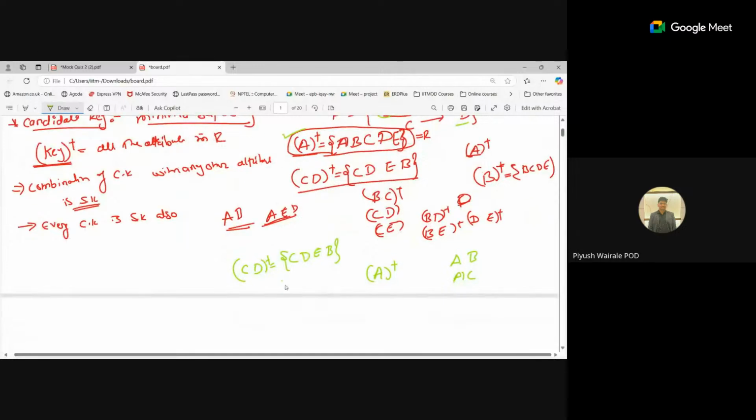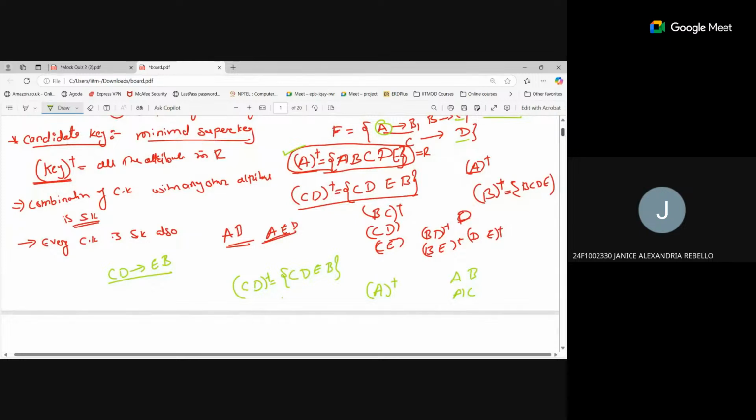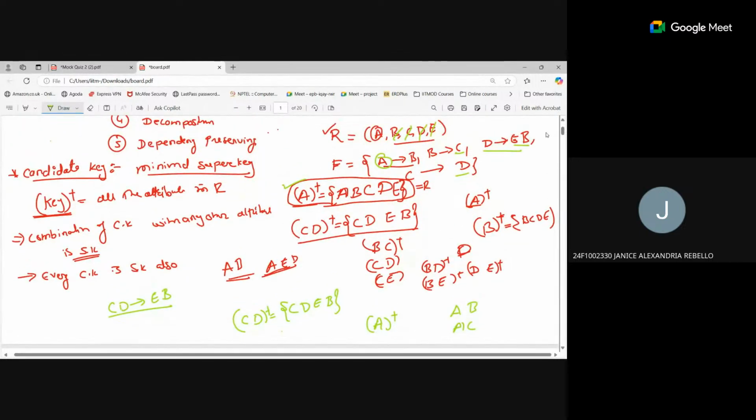So from this, what we can say, CD also determines EB. Yes, but not separately. CD doesn't determine B separately or together; it determines E. Individually D determines EB, but we cannot say C determines EB. This is not correct.